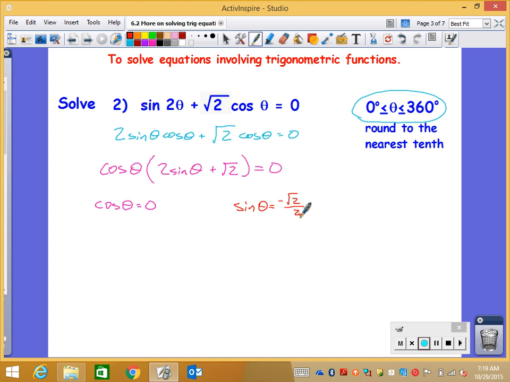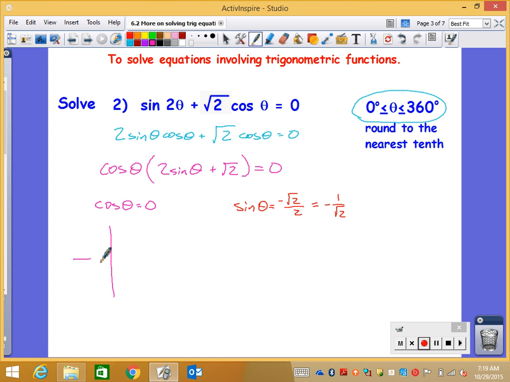Now this is similar to negative 1 over root 2. And I write it like that so that when I draw my triangles, I'm going to realize, hey, that corresponds to a 45, 45, 90 triangle. But let's start with the cosine theta equals 0.